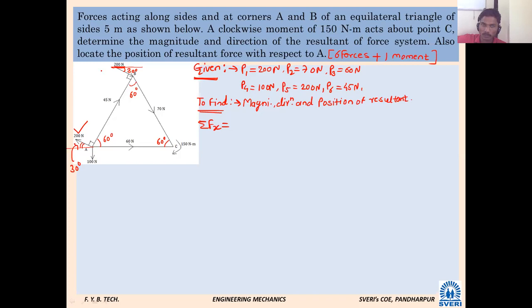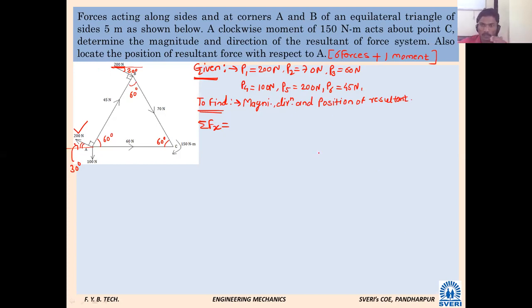Why? What is our logic behind this? Because they are parallel. These are parallel forces. Now you can continue. I will give 5 minutes to solve.